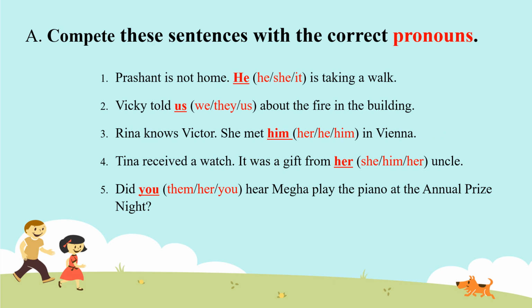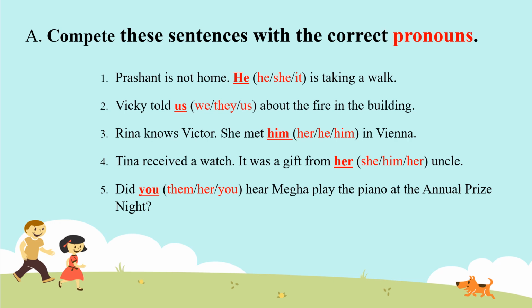Next, Prashant is not home. Dash is taking a walk. Options are he, she, and it. Here they are talking about Prashant. So he is the correct answer. He is the correct pronoun to be used. So the answer becomes: Prashant is not home. He is taking a walk.